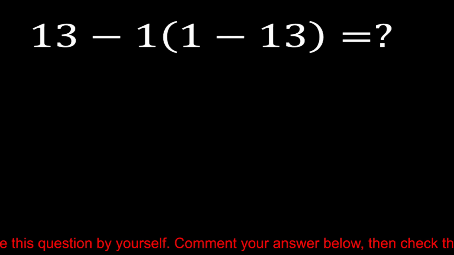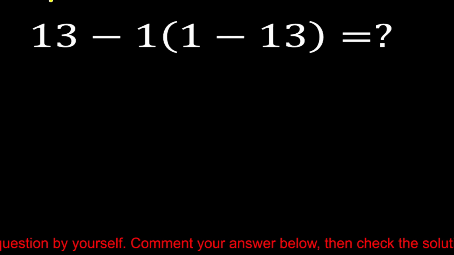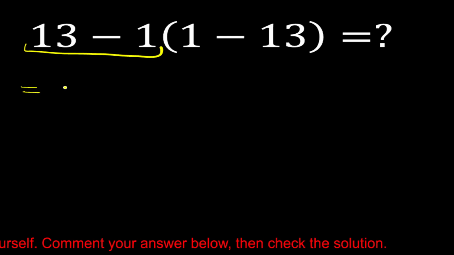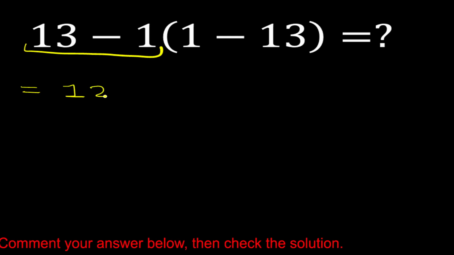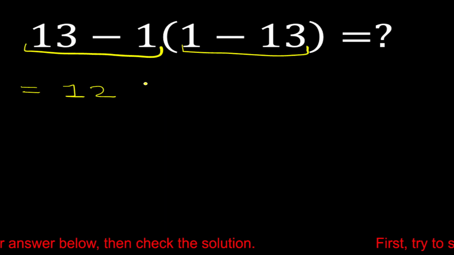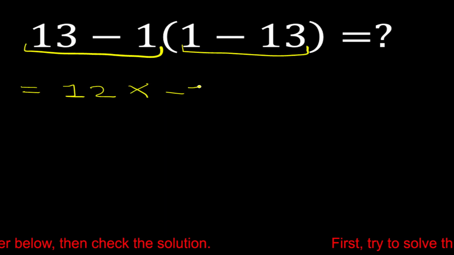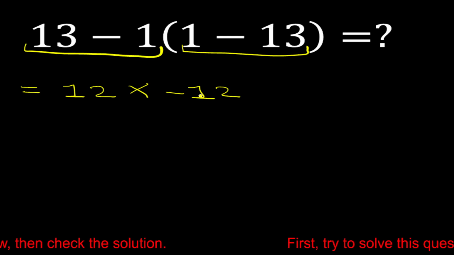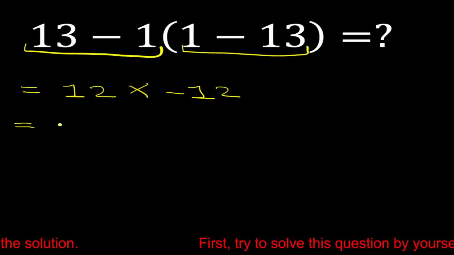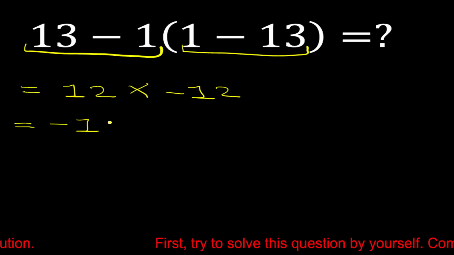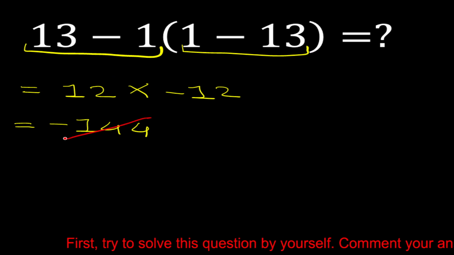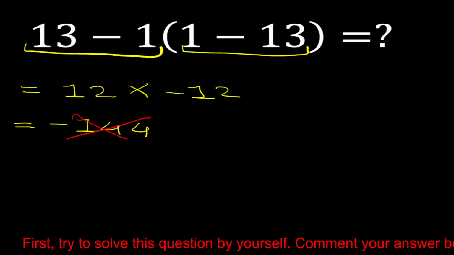So, most people solve this question like 13 minus 1 is equal to 12. Then again, 1 minus 13 is equal to minus 12. Okay. So, 12 multiplied by minus 12 is equal to minus 144. Okay. But this answer is not correct. This answer is completely wrong.